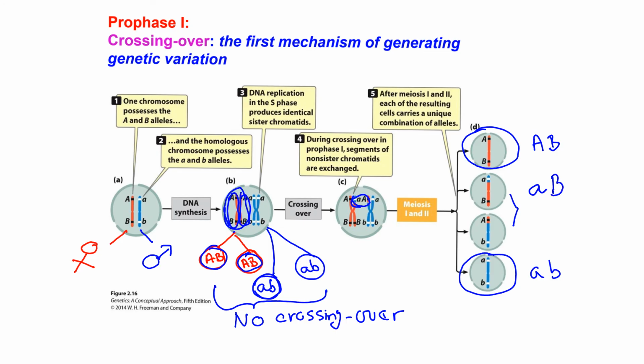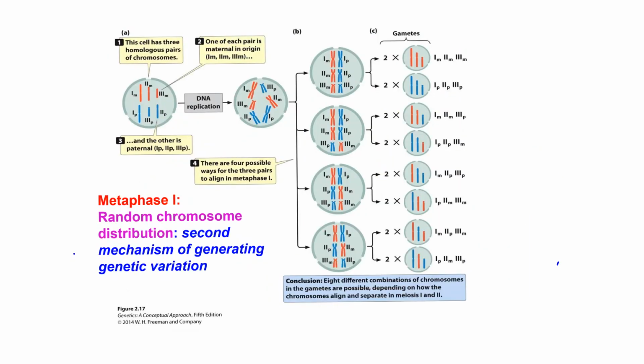So this mechanism of genetic variation relies on shuffling or exchange between two non-sister chromatids of one homologous pair. So what does it mean? It changes combinations within one homologous pair of chromosomes. Random chromosome distribution is the second mechanism of generating genetic variability during sexual reproduction, and particularly referring to meiosis.